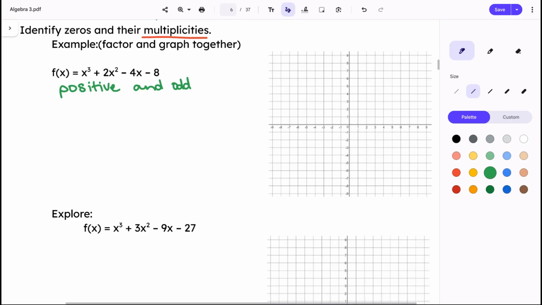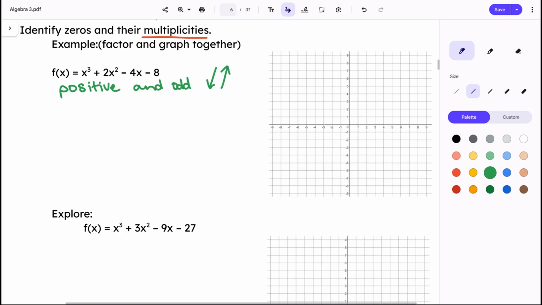So we had problems that looked like this yesterday. And I think our bell ringer was this too, right? So this means that it starts on the left by going down. And on the right, it's going to end by going up. Odd is telling you they're going to face opposite directions. Because we know it's positive, that means the right side of the graph is going to eventually go up forever.